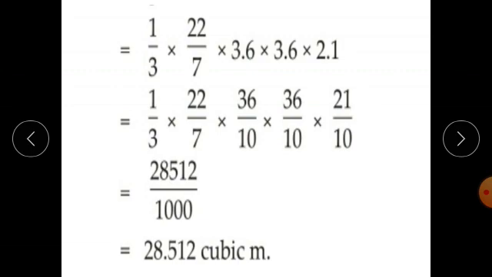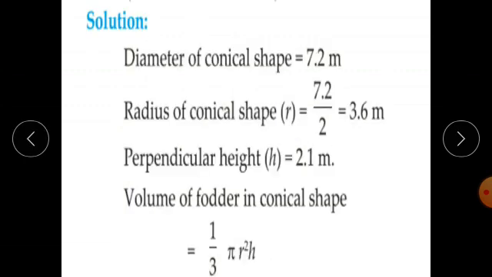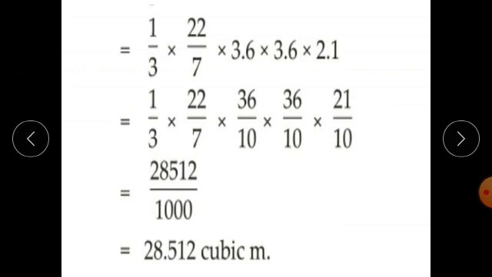So equal to 28,512 upon 1000, so equal to 28.512 cubic meter. So volume of fodder in conical shape equal to 28.512 cubic meter.